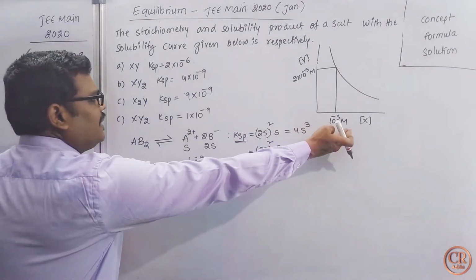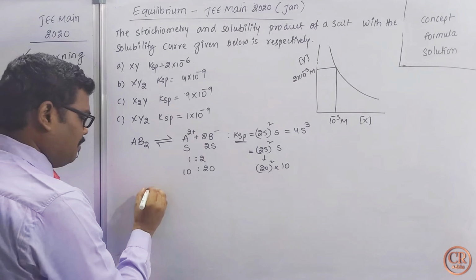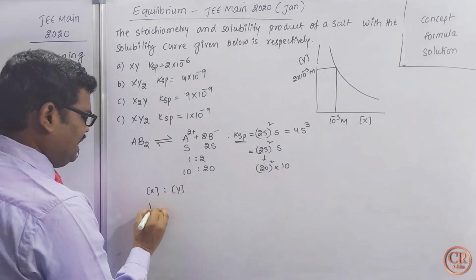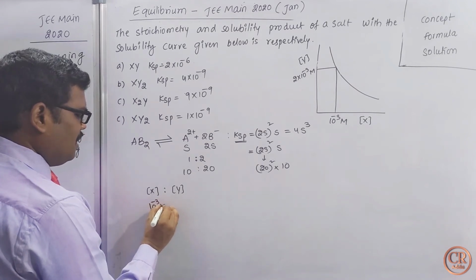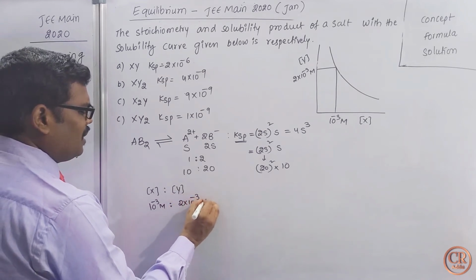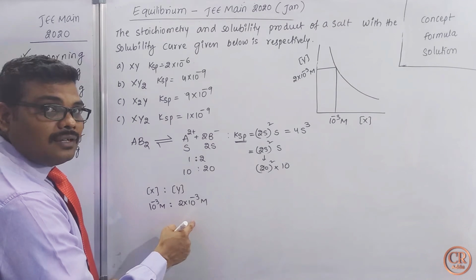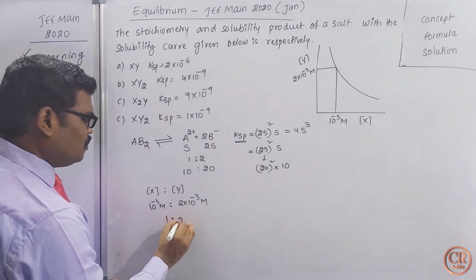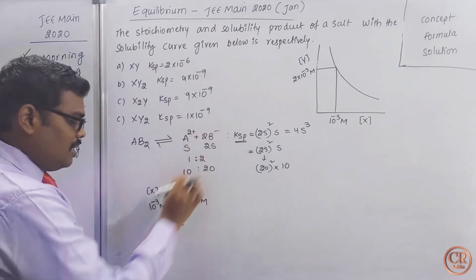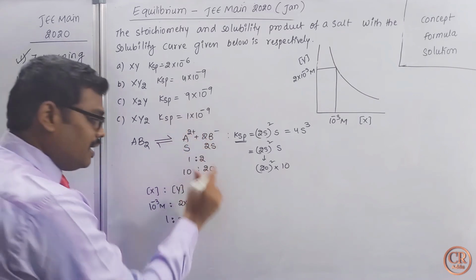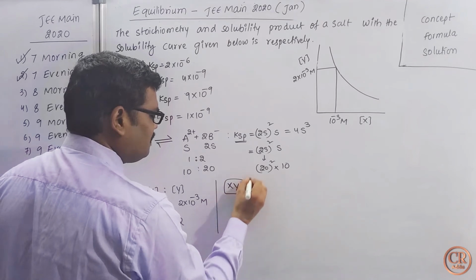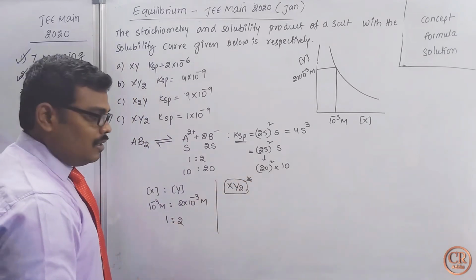See here, the concentration of X and the concentration of Y ions are given. Now I am writing: concentration of X is 10 power minus 3 molar and concentration of Y is 2 into 10 power minus 3 molar. Then what is the ratio of these two ions? The ratio of these two ions is 1:2, same as this case. So we can assume here Y is nothing but B, X is nothing but A. Then what is the salt here? The salt is an XY2 type salt.